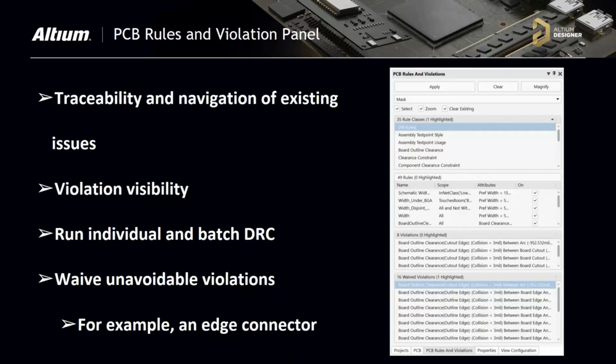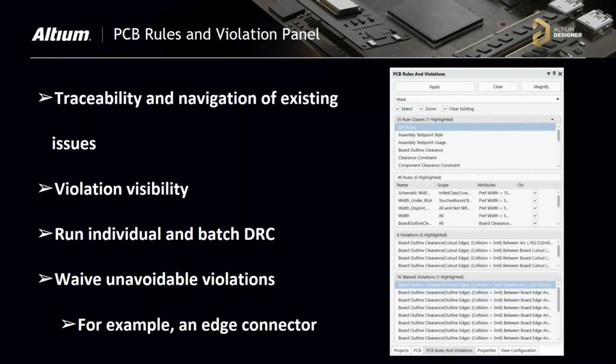And you can see in the picture we have got different types of rules. In the middle you can see all the rules available, and there are 49 rules we have created. In the 49 rules, 8 violations have been found, and there are 16 violations that have been waived off.